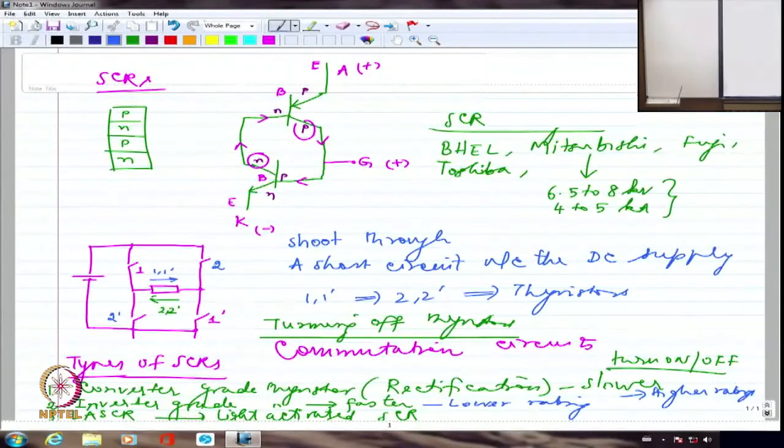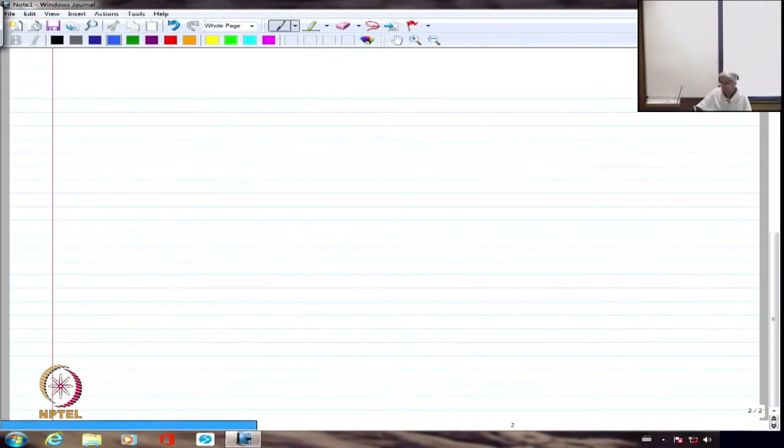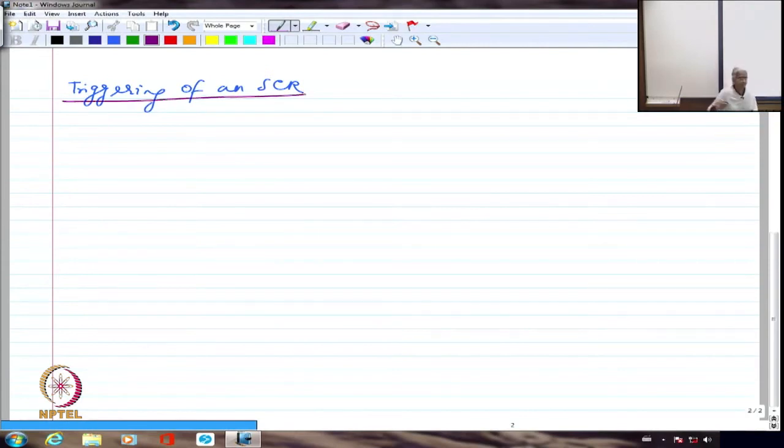Now let us take a look at how to fire a thyristor or how to trigger a thyristor. How are we going to trigger an SCR? What we mean by triggering or firing is, we are going to turn it on from off condition. It is going to be pushed into on condition. That's what we are trying to do.